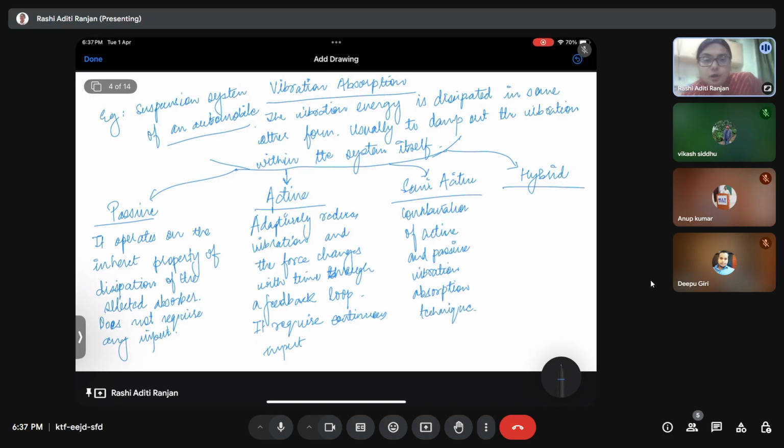Okay, it is a combination. So definitely, when I want the advantage of both active and passive vibration absorption techniques, then I'll use the semi-active vibration absorption technique. Now coming on to the fourth one, which is the hybrid one.